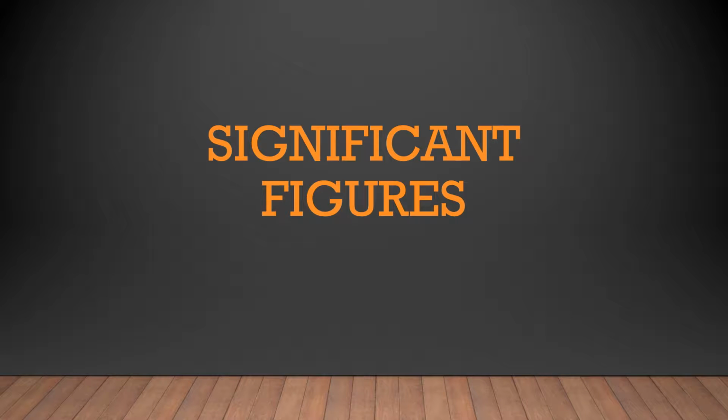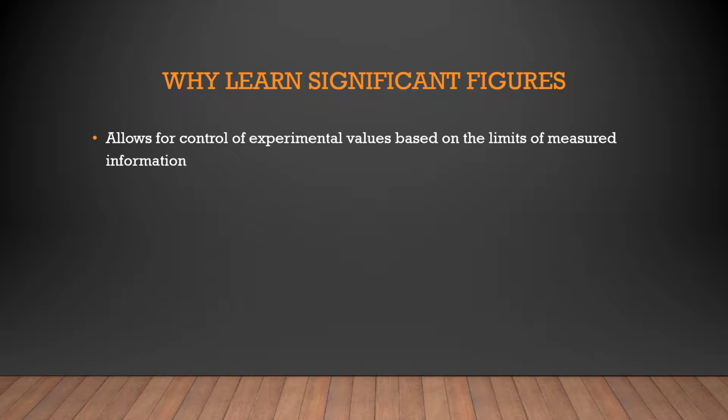This walkthrough should introduce you to the concept of significant figures, why they're important in class, why we use them in physics, and what denotes a significant figure. So first off, why do we learn it? Well, it allows for control of our experimental values, our answers, based on the limits of measured information. So why is that?